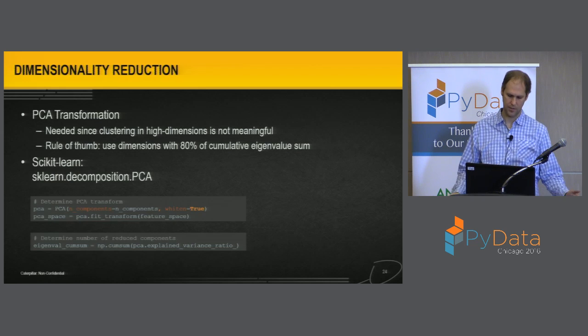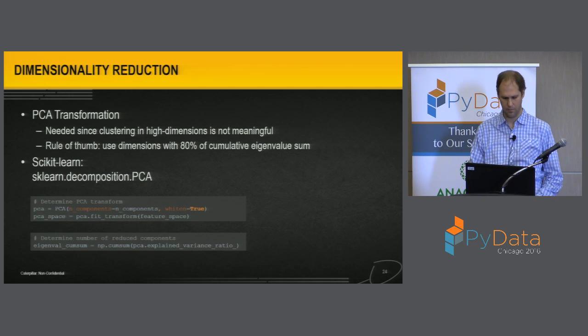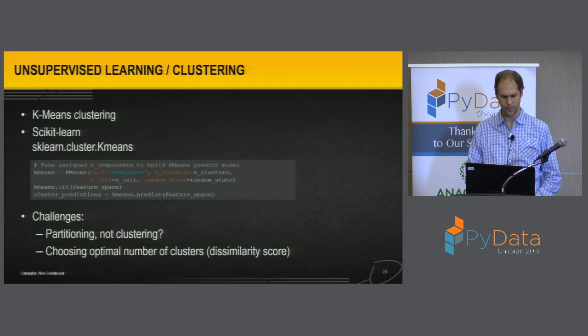PCA transformation, this is the easy part, relatively. We've got good libraries for that. Scikit-learn's got a PCA class. We just call that on it. You get the results back, and then you can look at the explained variance ratio, do a cumulative sum, and find the point at which you're just beyond 80%.